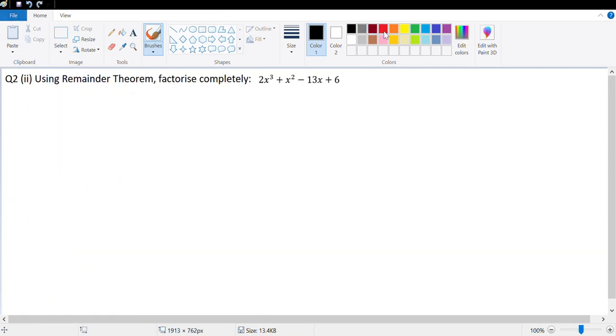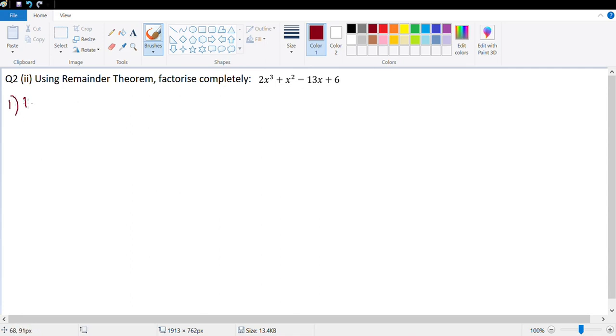The next question that we do is question number 2, part 2. It says using remainder theorem, factorize completely. So here, even the first factor is not known to us. So we will apply the hit and trial method and figure out the value of the expression when x is 1, 2, 3 or -1, -2, -3 and the remainder should be 0, only then it will be a factor.